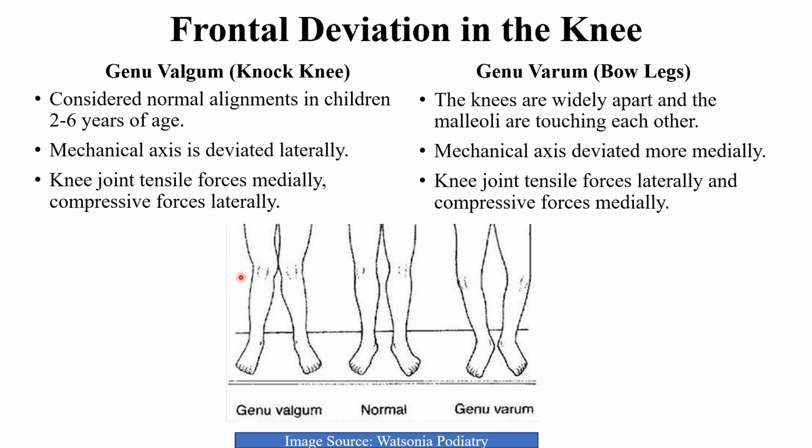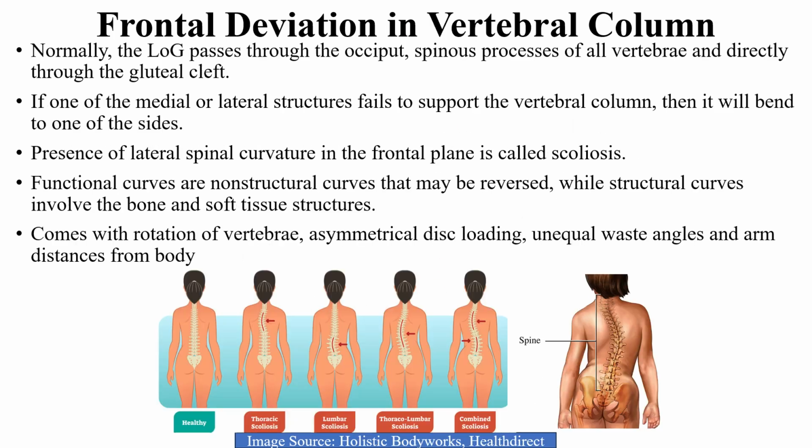So here in genu valgum, the mechanical axis is deviated more laterally, whereas in varum, the mechanical axis gets deviated more medially. In genu valgum, there is a medial joint opening, that is, tensile forces medially, and there is compression on the lateral aspect because of this posture, whereas in bowing there is medial joint compression and lateral opening or increased tensile forces laterally.